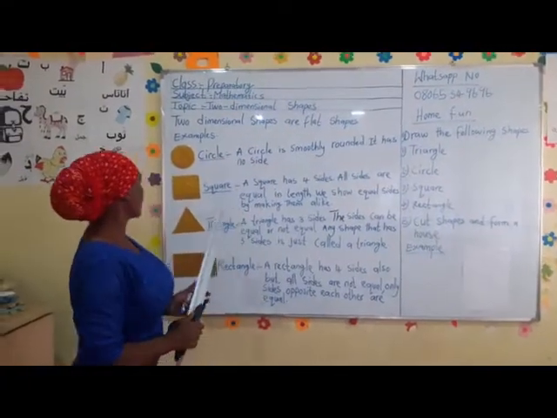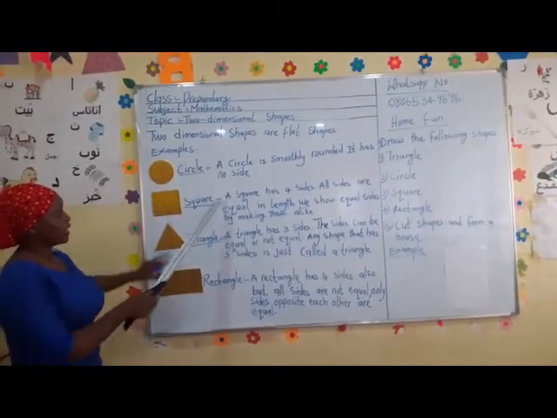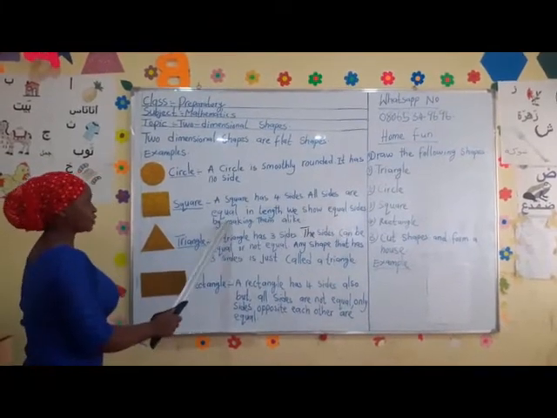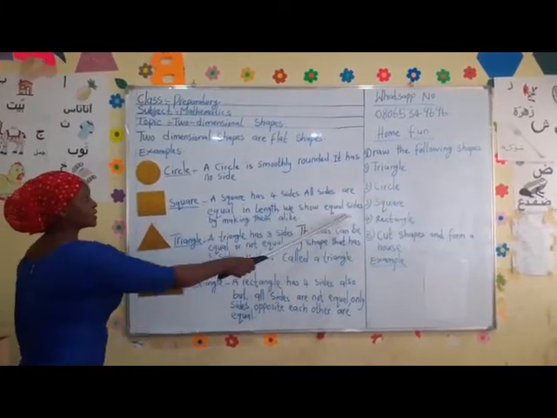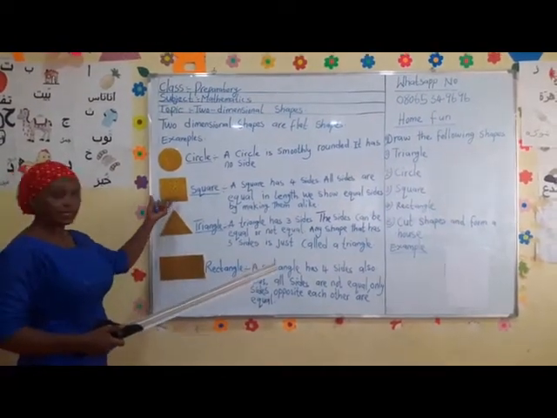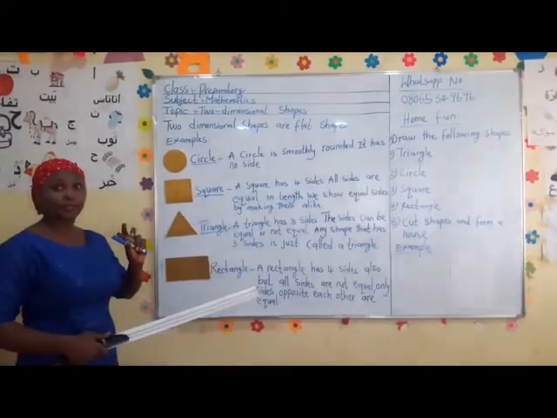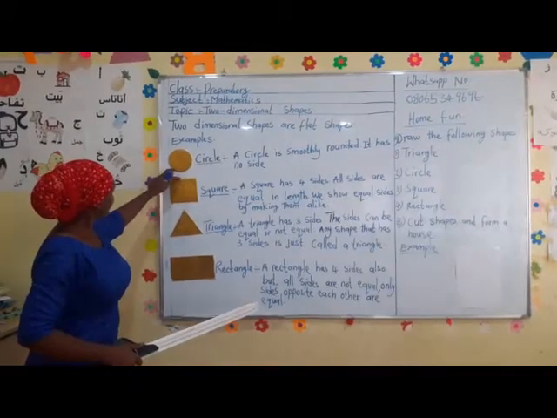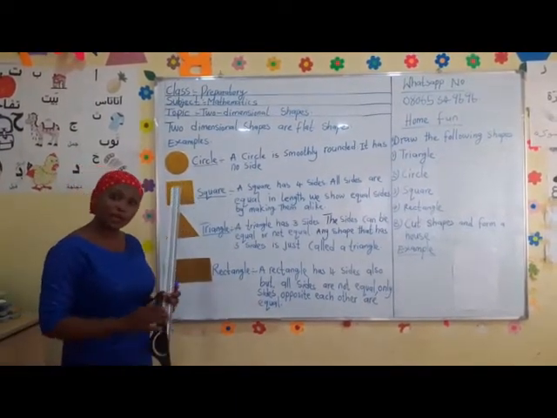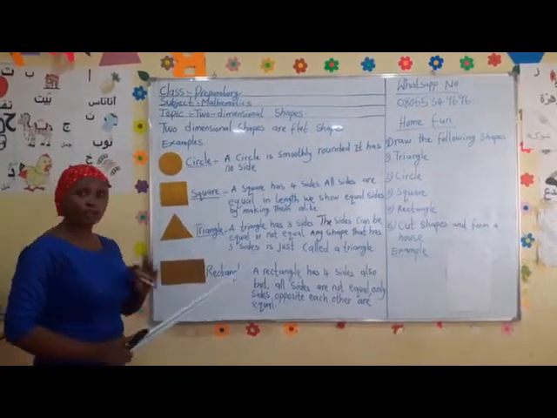Then let's look at the square. This is a square. A square has 4 sides. All sides are equal in length. We show equal sides by making them alike. Let's look at it and see if it is true. We have 1, 2, 3, 4. How many sides does a square have? 4. A square has 4 sides, and they are all equal.